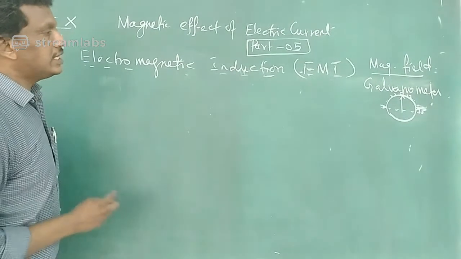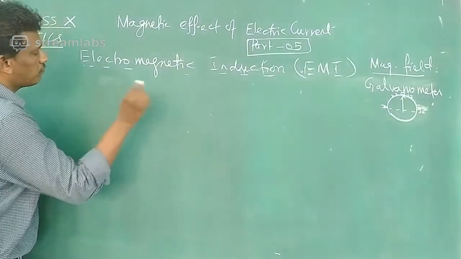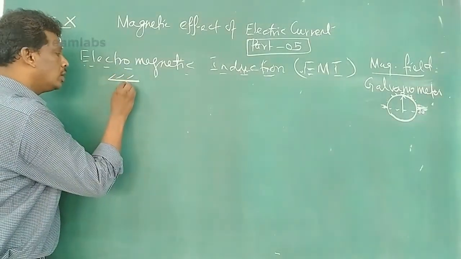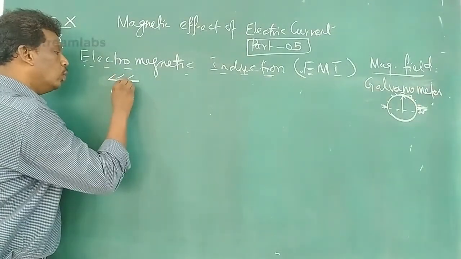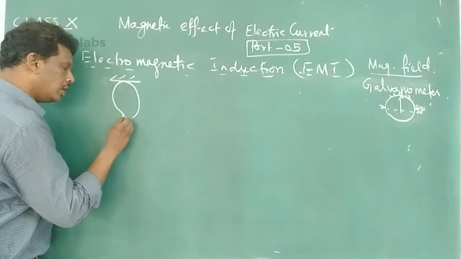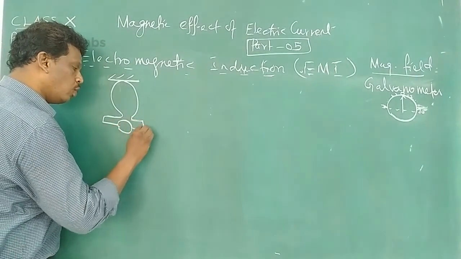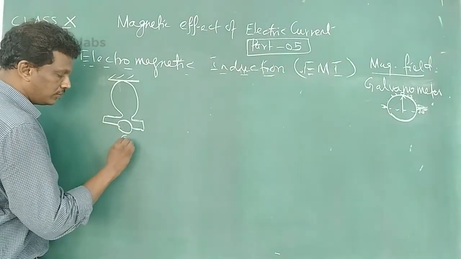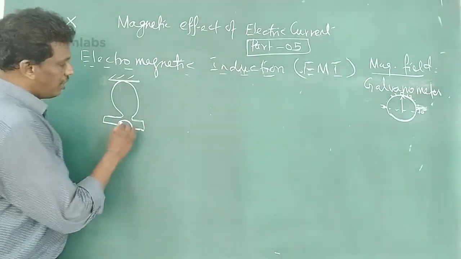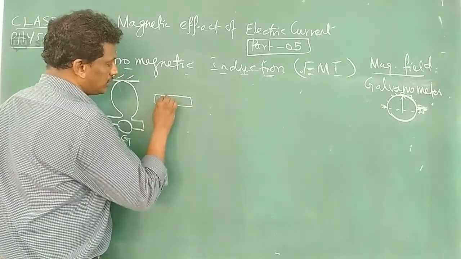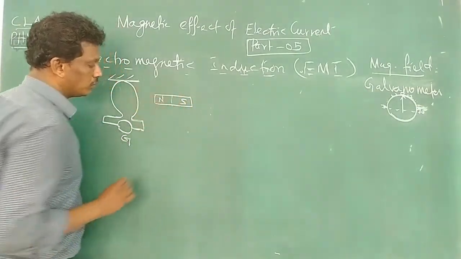Okay. So, in this case, what is happening? Suppose, for simple understanding, here you have one metallic loop, which is connected with a galvanometer. Now, nobody has doubt about the galvanometer. So, this is the galvanometer. Now, what is happening? Here you have the magnet.